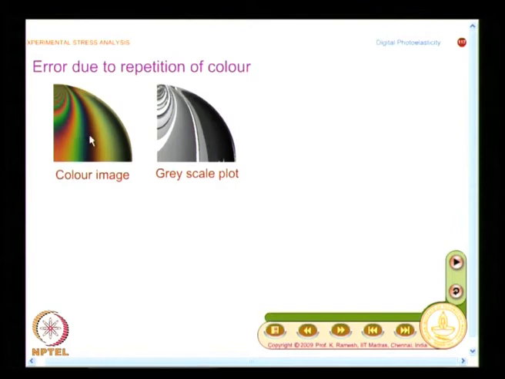And what is done is, whatever fringe order I have obtained by searching the calibration table, they are plotted as a grayscale plot. Ideally, I should have from dark pitch to a pure white, because I want a gradual change in color. But what I find is these kind of distinct fringe streaks. And why do these streaks come?